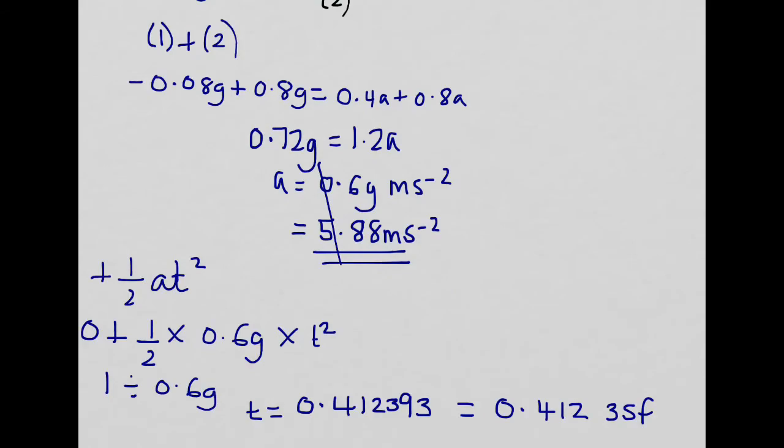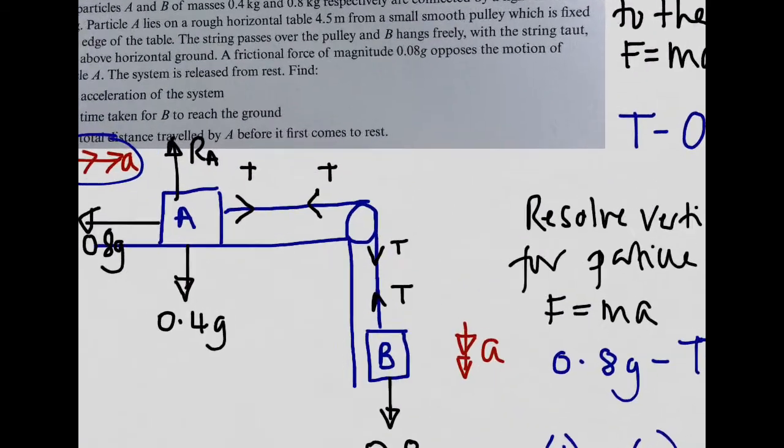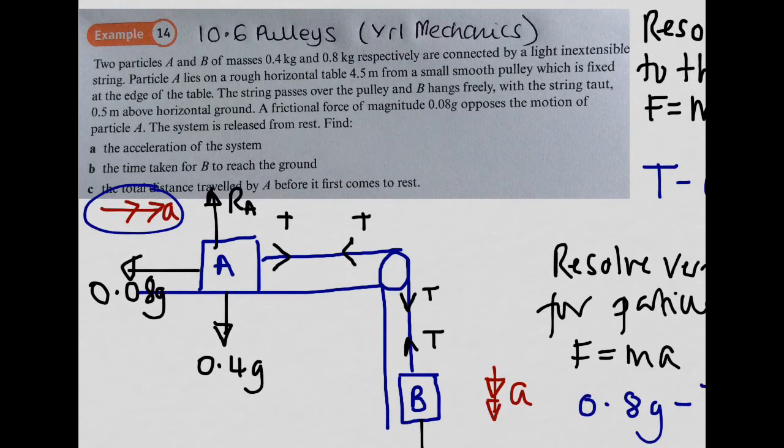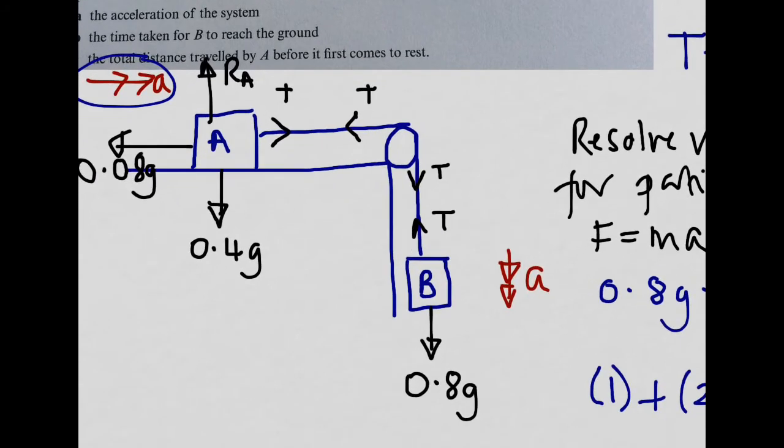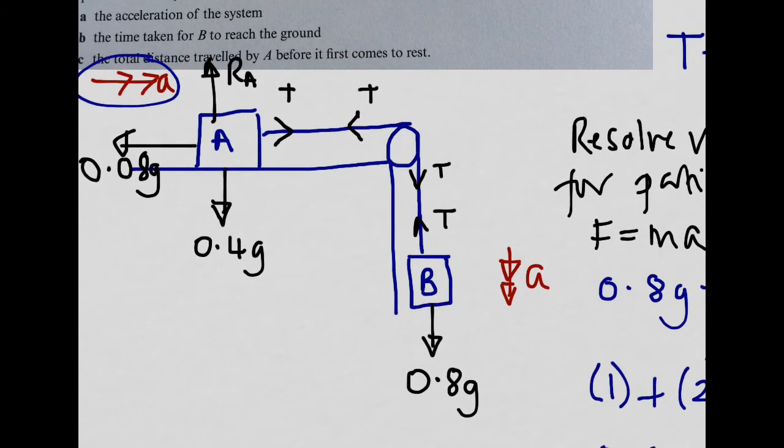Okay, I'm moving on to the final part now, so let's go back and have a read of what that is. It's asking for the total distance travelled by A before it comes to rest. So if we look at our diagram for A, it's going to travel along until B hits the floor. Now at the point B hits the floor, it's travelled 0.5 metres because A and B are connected. So if A and B are connected, whatever distance B travels, A then travels as well. So up to the point where B hits the floor, they're travelling the same. They've both travelled 0.5 metres.